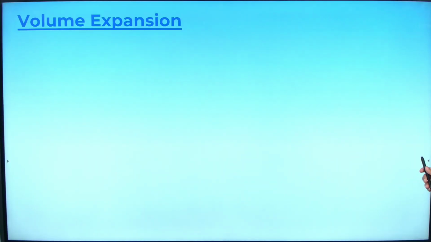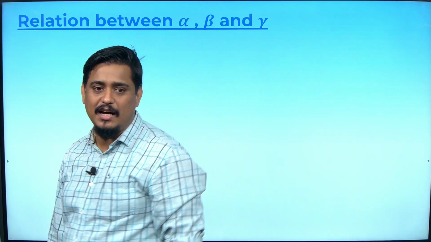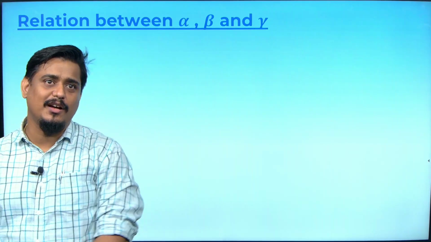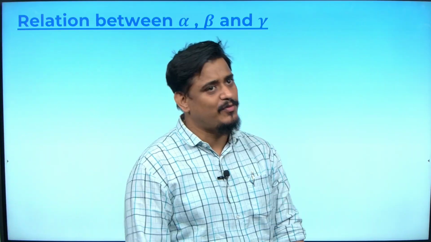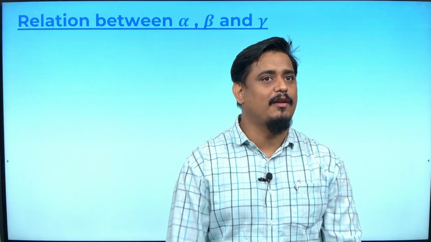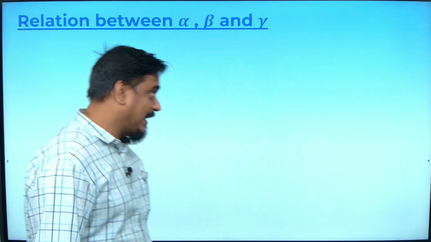And now we are going to talk about one important topic which comes in the school examination, and that is the relationship between alpha, beta and gamma. We learned now what is the meaning of alpha, what is the meaning of beta, what is the meaning of gamma. Now we are going to learn the relationship between alpha, beta and gamma. Okay, let us try to derive that.